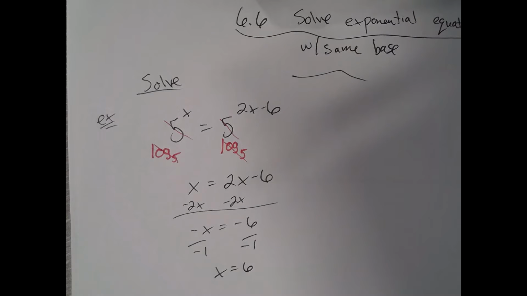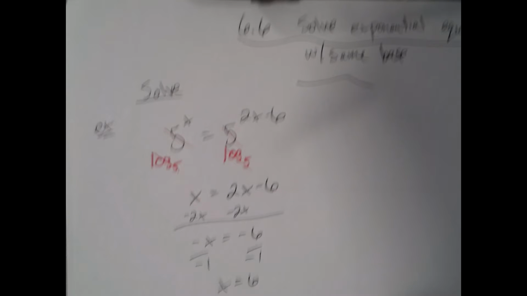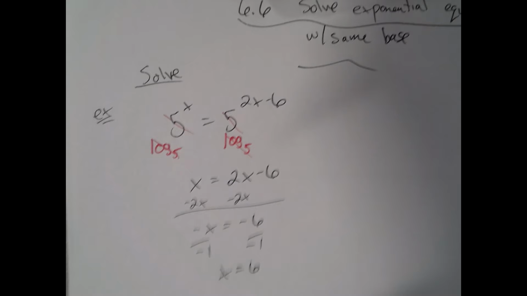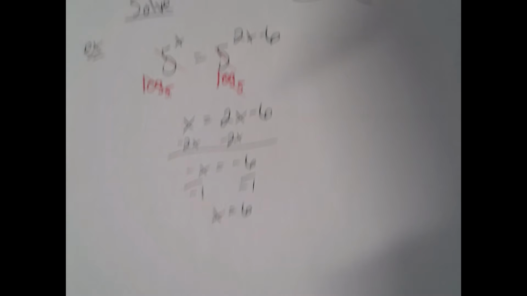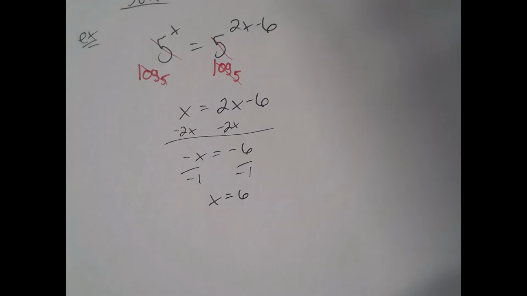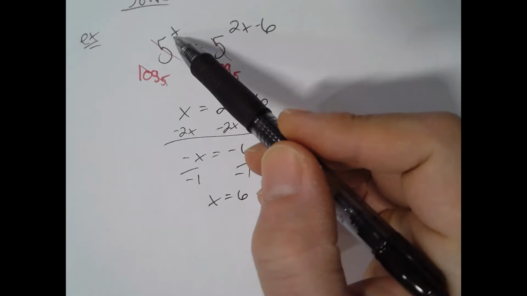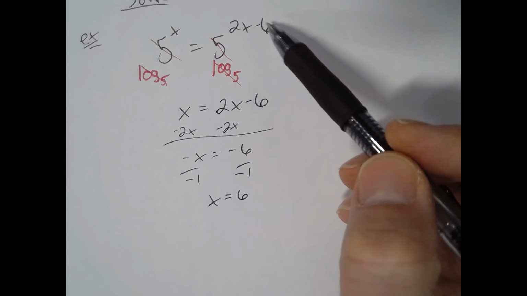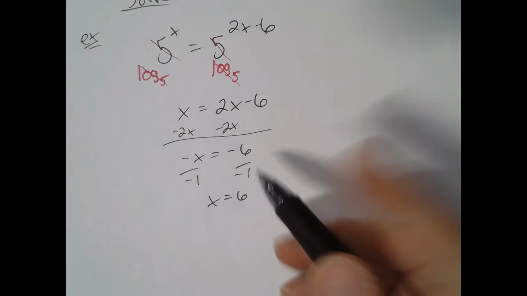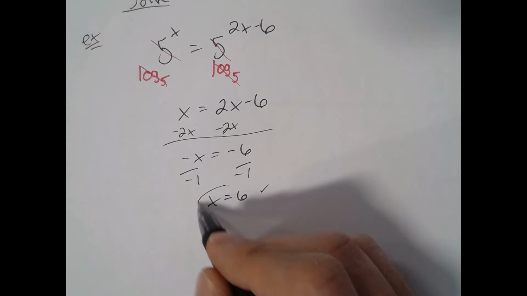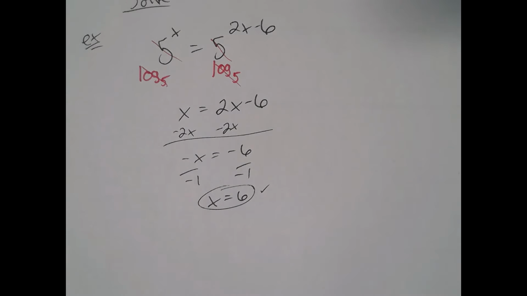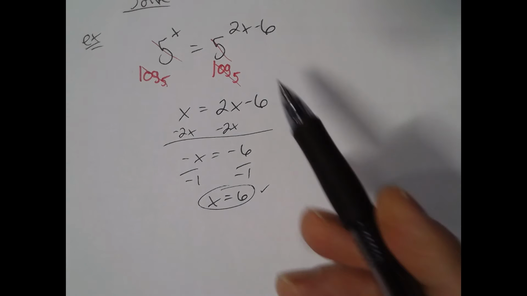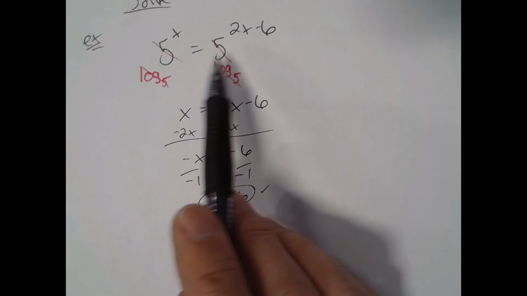Notice if I plug 6 back in, 5 to the 6, whatever that is, equals 5 to 2 times 6, which is 12, minus 6 is 6. So 5 to the 6 equals 5 to the 6. It works. So x equals 6. Okay, so that's about as easy as it gets if the bases are already the same.